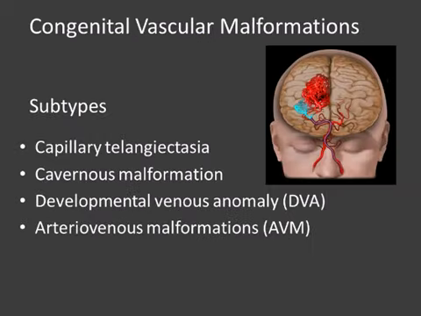Other possibility, if you have a non-traumatic subarachnoid hemorrhage, will be a hemorrhage due to arteriovenous malformation. There are several types of congenital vascular malformation, but you know not all of them will acutely bleed. Certainly not DVA or capillary telangiectasia.